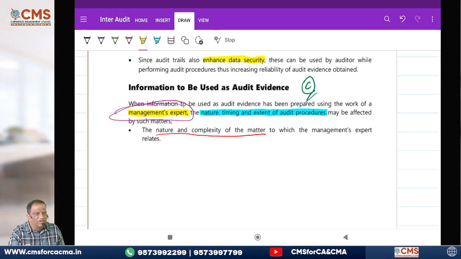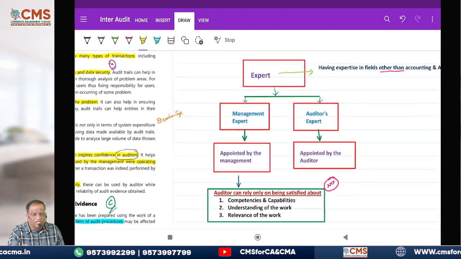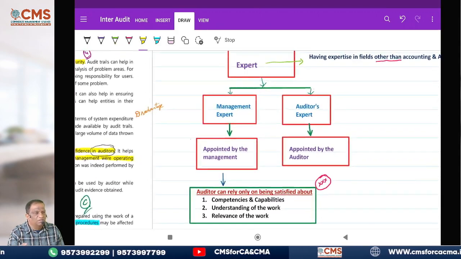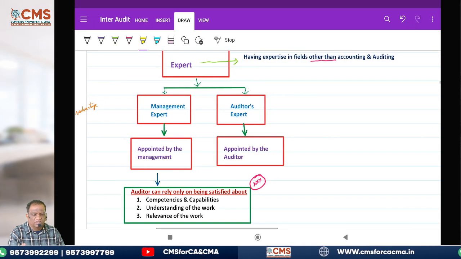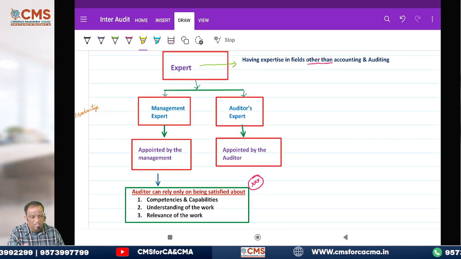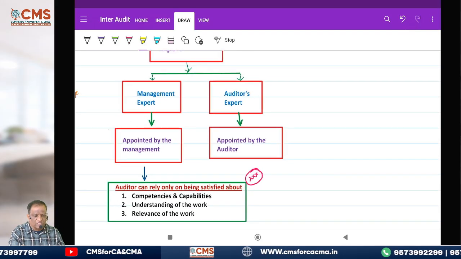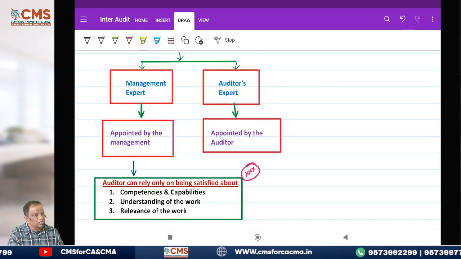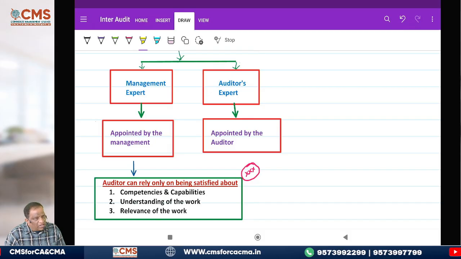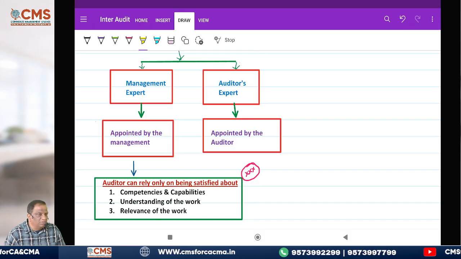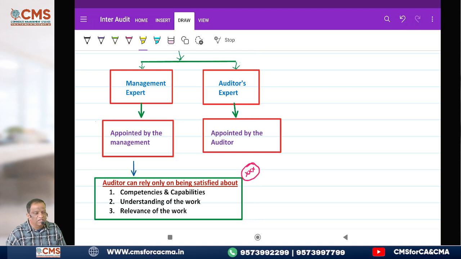Then in the same SA 500, there is a small discussion on experts. Actually, there is a different standard, but it has given only information in bits and pieces. So what is this expert? When you use the word expert, you're talking about a person having expertise in fields other than accounting and auditing. There are two types of expert: management's expert and auditor's expert. Management's expert is appointed by the management, and auditor's expert is appointed by the auditor. Since the auditor is appointing his own consultant, he will rely on him.